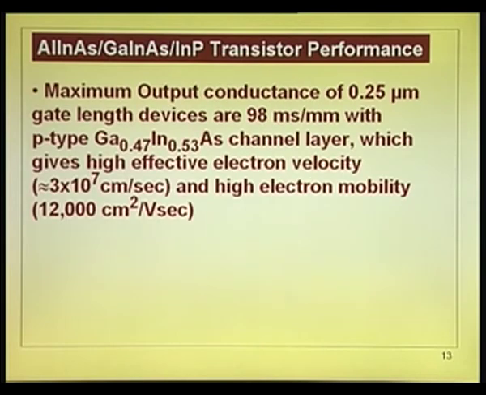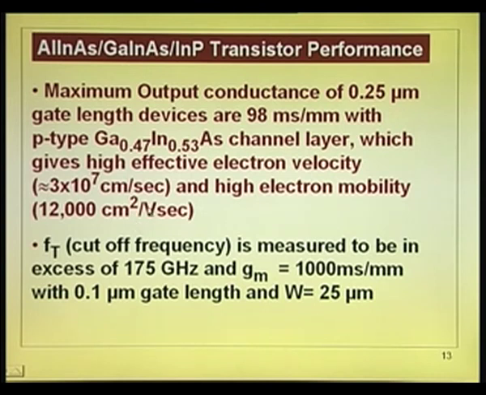Transistor performance: maximum output conductance, of course, is indicated by the slope of the output characteristic. More than that, what we have to look at is effective velocity of 3 × 10⁷ and mobility of 12,000. Cutoff frequency is 175 gigahertz, that is really fantastic. And transconductance with 0.1 micron gate length.